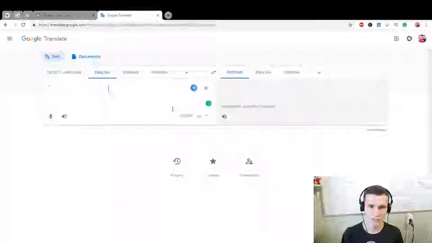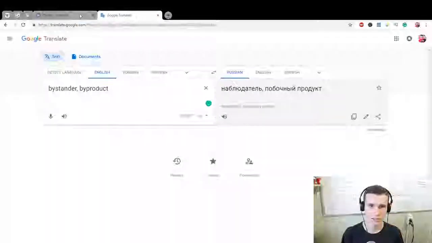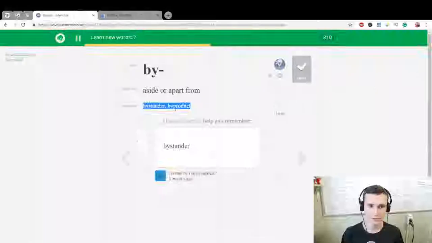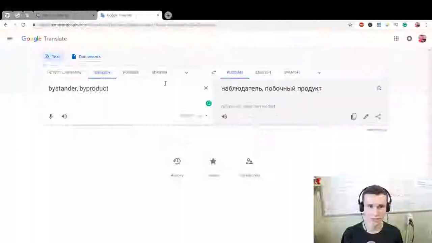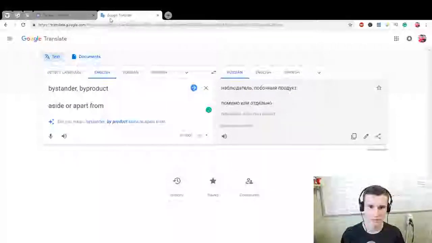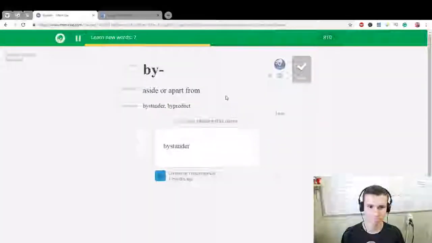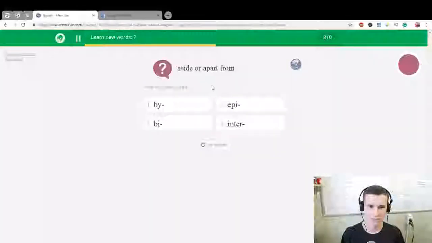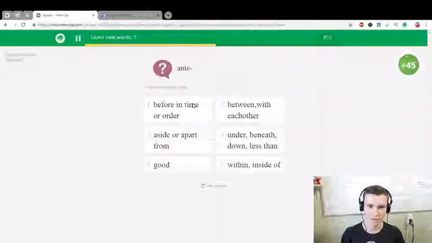One moment, I need to translate it. I need to understand these words. Bystander: aside or apart from. Aside. Okay. Bystander: aside or apart, by.